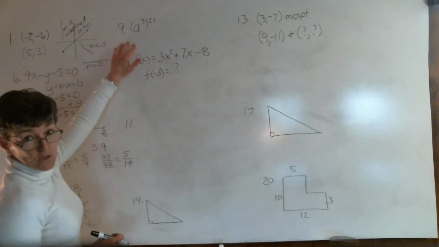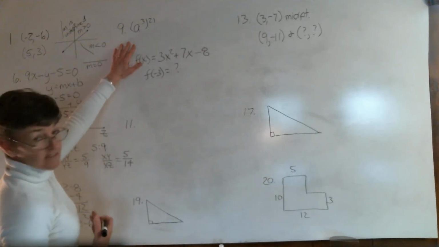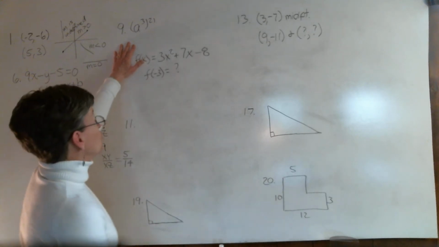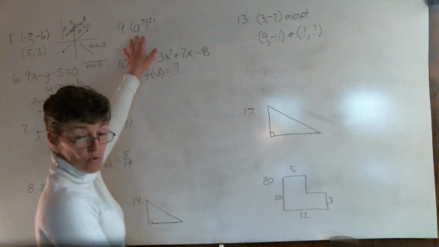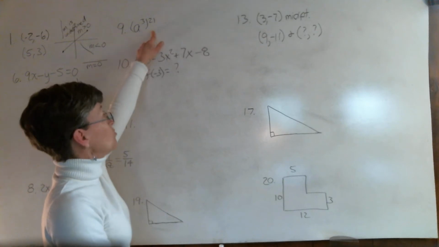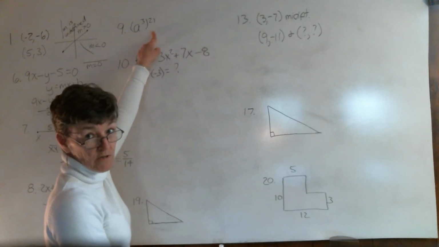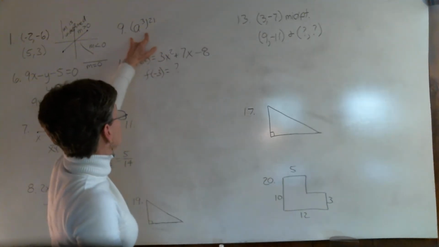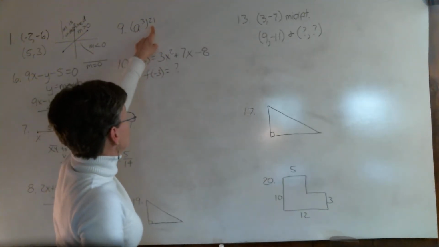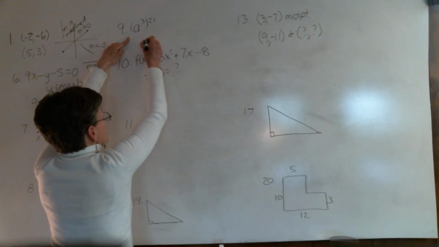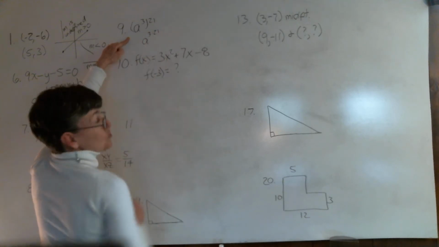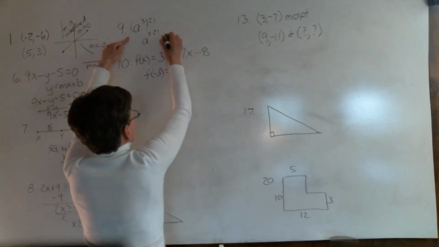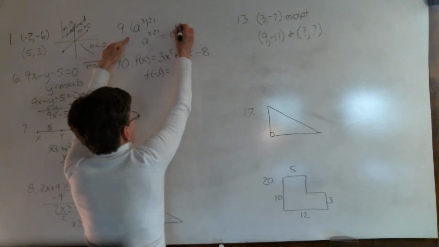Now number 9 is a simple exponent problem, but you do not want to have to write a to the third 21 times to figure out what your answer is. You just want to know the exponent rules. And when I'm raising something to a power, I multiply the exponents. So this is going to be a to the 3 times 21, which is a to the 63.